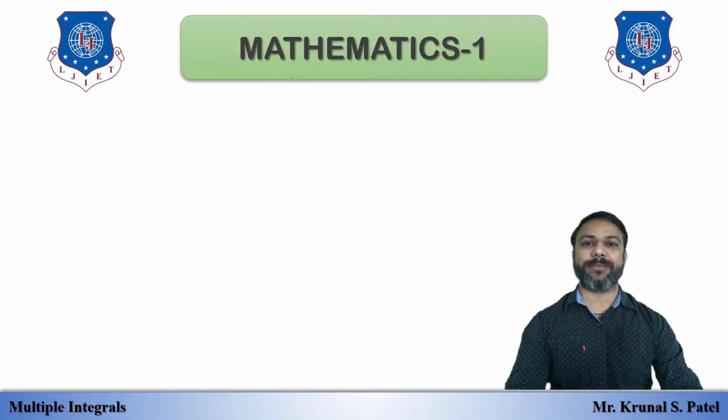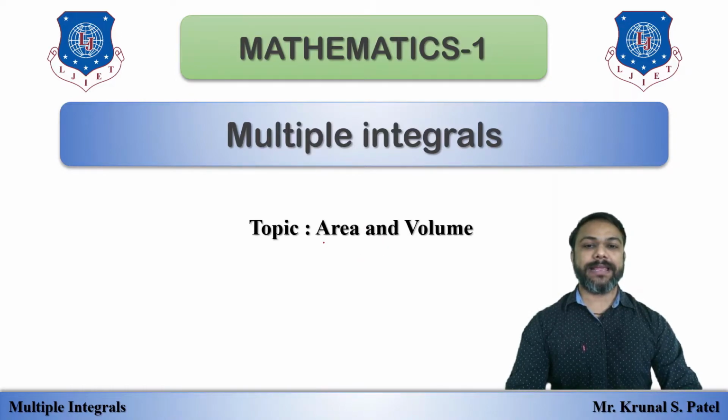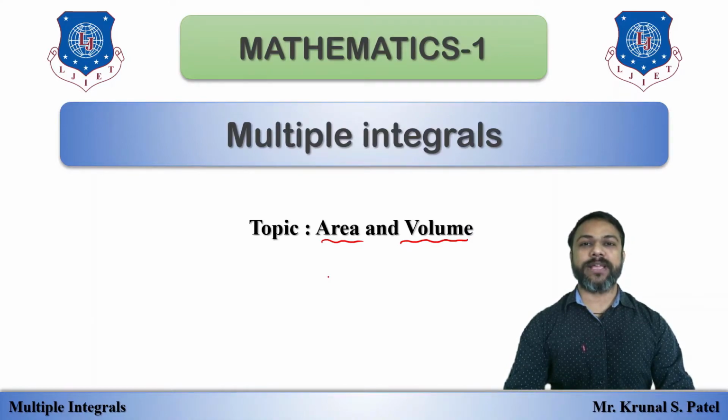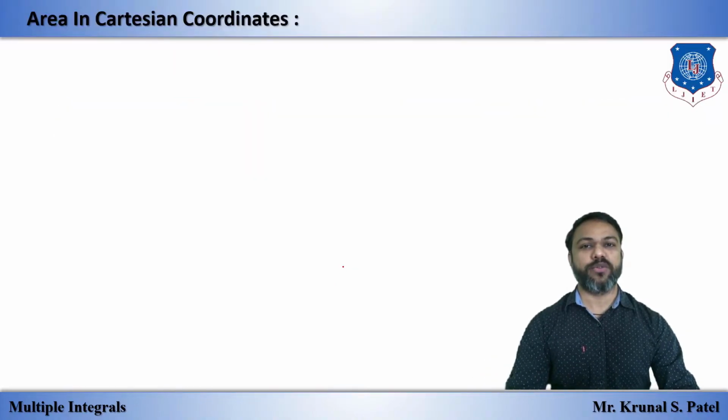Let's start with the course Mathematics 1. Today's chapter is multiple integrals, and today's last topic of this chapter is area and volume. This area and volume depends on the previous lecture. We will use the same concept: how to find the limits of integration and how to make a strip in Cartesian and polar, both vertical and horizontal. So we will use the basic concept from the previous lecture of this chapter. Let's have a look at this topic.